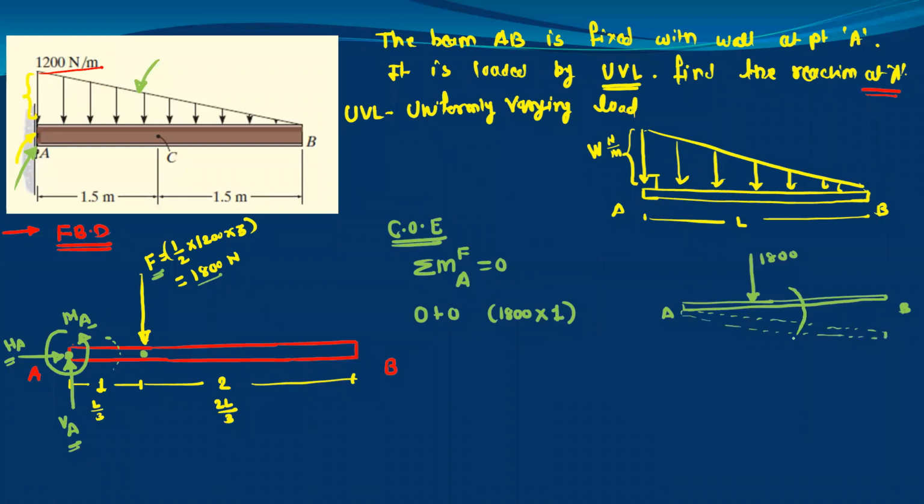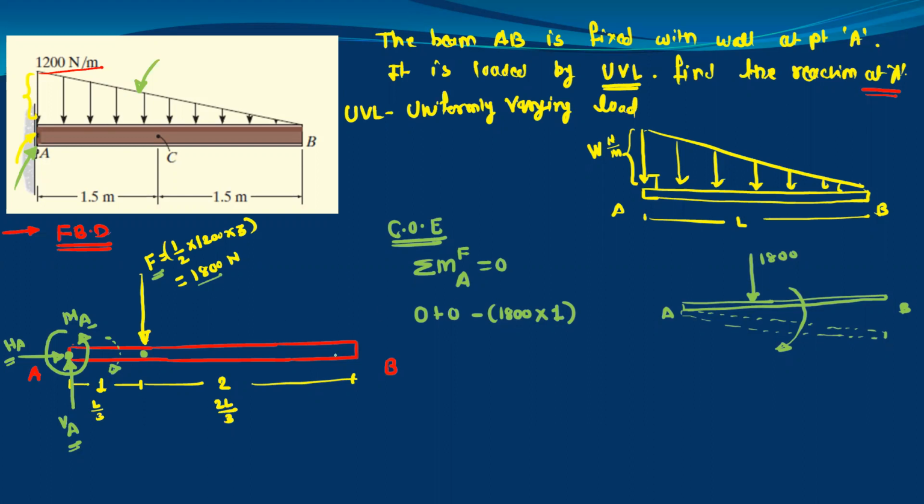Okay. So this is the clockwise rotation, and therefore this moment is negative. So 1800 into 1. For the moment direction, we have to visualize the rotation, how the force will rotate the given object, whether it is clockwise or anti-clockwise. So this is minus 1800 into 1.